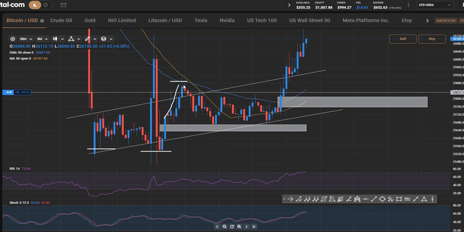Now the question is where to buy. Now we're looking for this imbalance. You can see that we have an imbalance area here. That's what I was looking for to take my trade. Now the market came in, okay, to this region, of course.